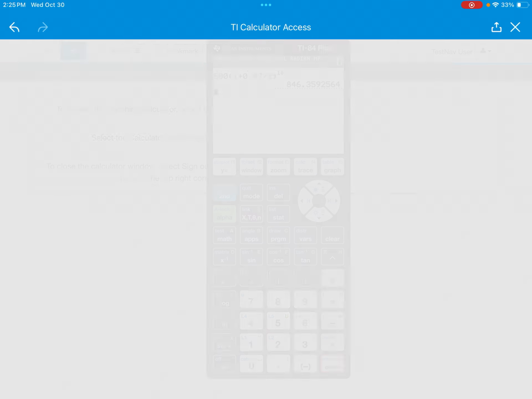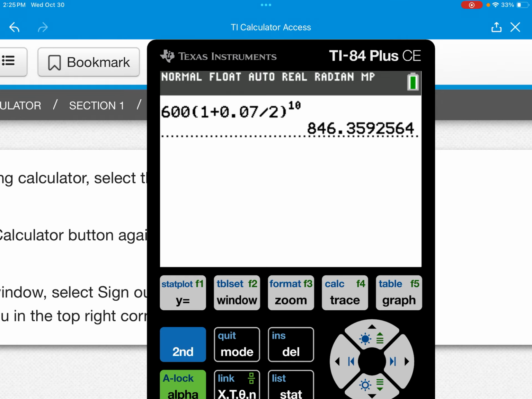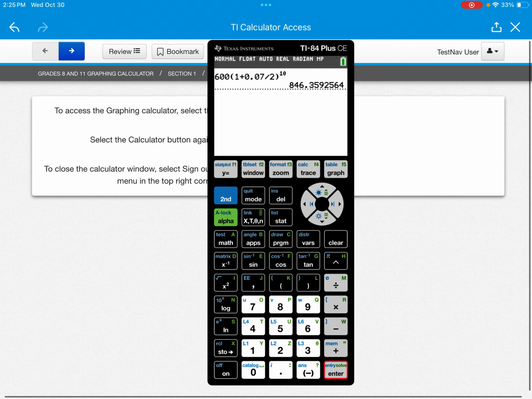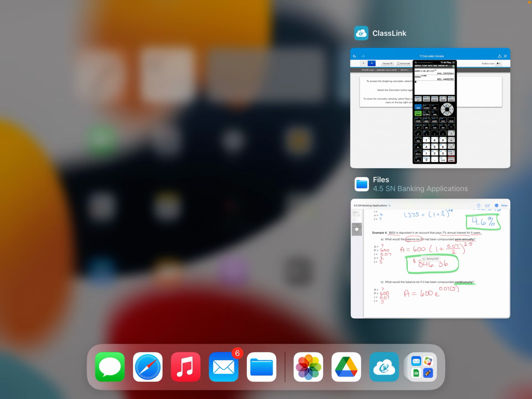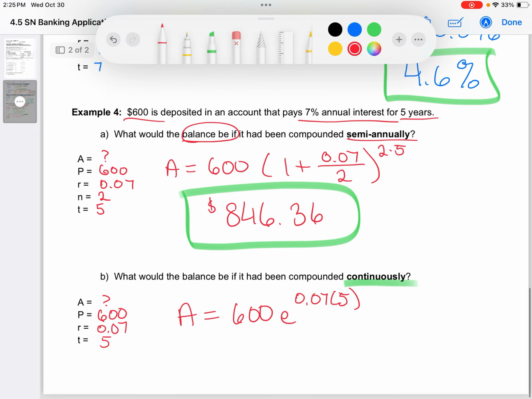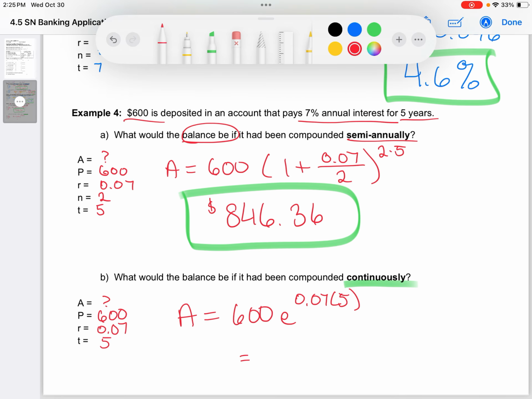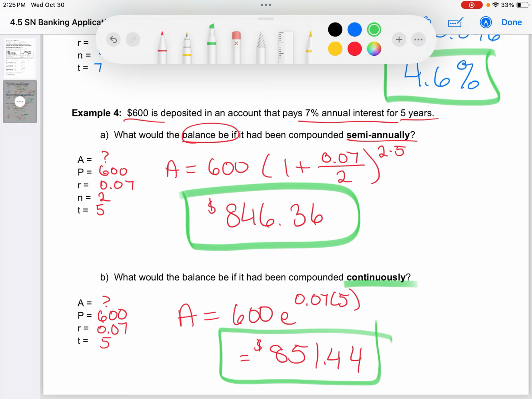Put that in the calculator. $600 e to the power of 0.07 times 5. And that is 851.44. And we knew that was going to be a little bit more, because compounding continuously always is. So 851.44 is our amount.